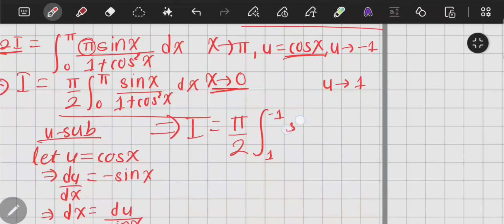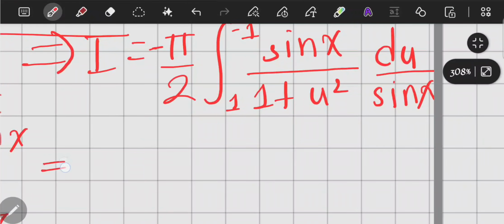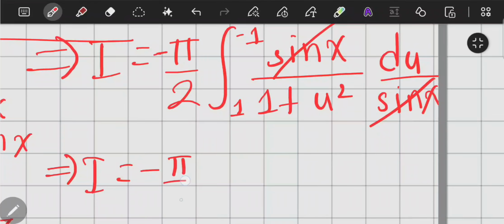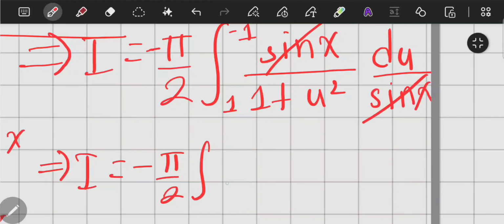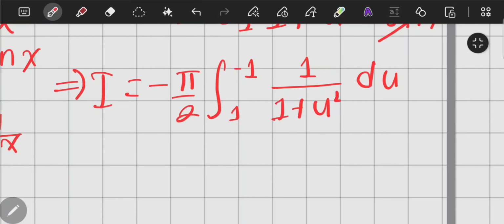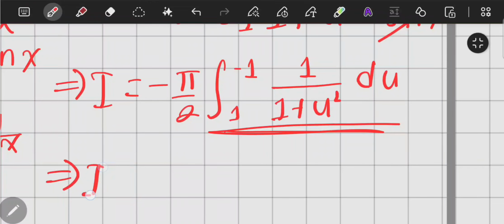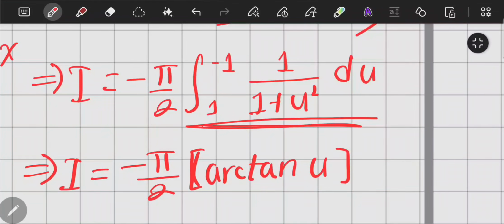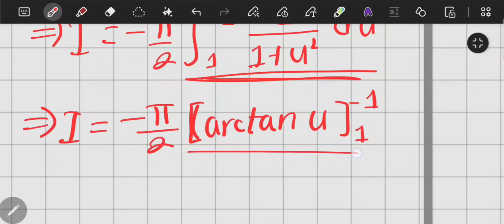Nice. So we're going to write this as the integral from 1 to -1 of sine x over 1 plus u squared du over sine x. Keep in mind that we have the minus sign, I'll put that at the front. This cancels out nicely. So we have I is equal to minus pi over 2 times the integral from 1 to -1 of 1 over 1 plus u squared du. Now, we can use trigonometric substitution over here to find that we will get pi over 2 times the arctangent of u with the limits 1 and -1.